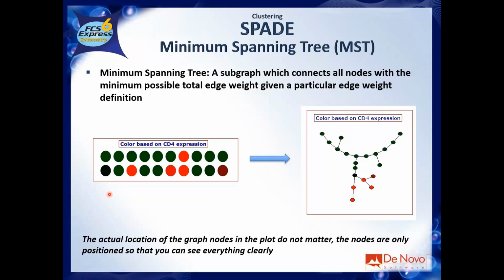So instead of representing each cluster as a lone circle here, similar clusters are linked together by these edges in this minimum spanning tree, and this allows you to have a general idea of the overall structure. Actually, I have to mention that the location of the graph nodes in the plot does not matter. The only thing that matters is the link between each node. And actually in FCS Express, you can decide different layouts in which you can plot your nodes.